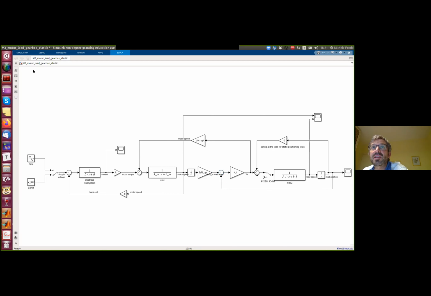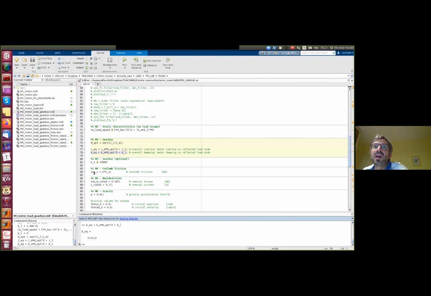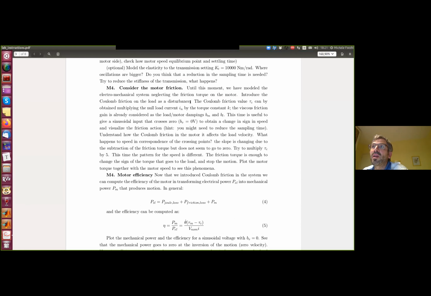But the next exercise is about introducing friction, specifically Coulomb friction, in the model. This Coulomb friction we can compute from the null current situation. You get that from the data sheet, and you multiply by the torque constant. And the viscous friction is already considered in the terms BM and BL, motor side and load side.